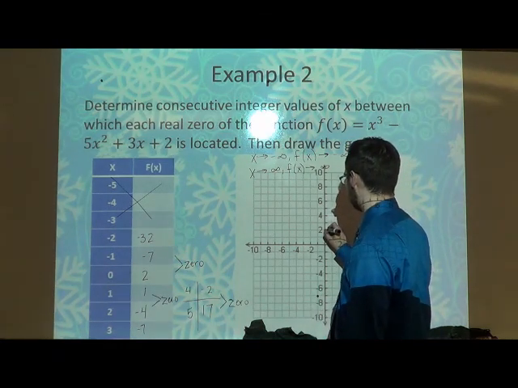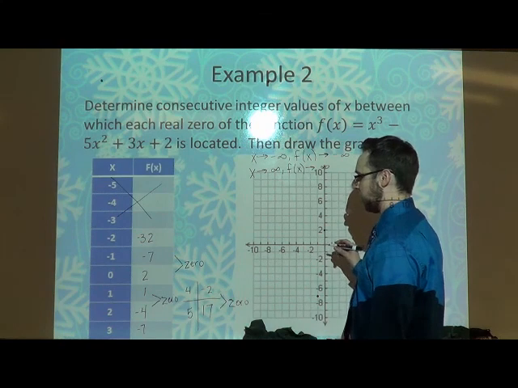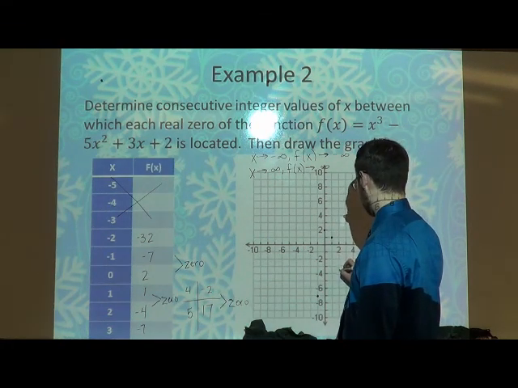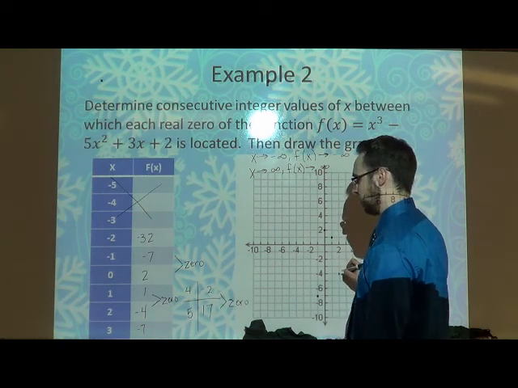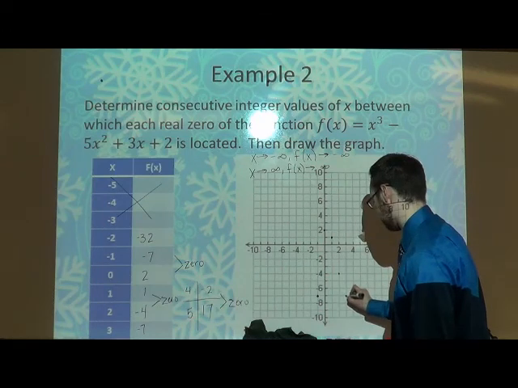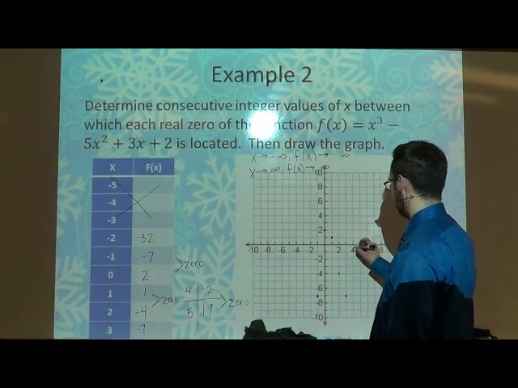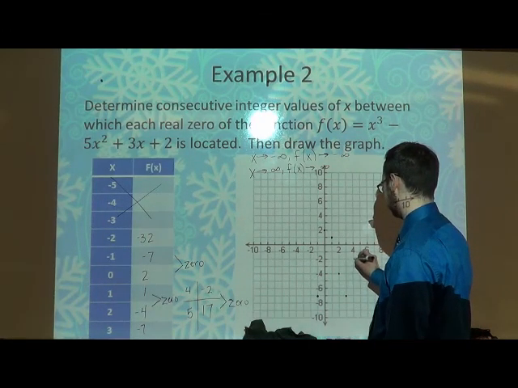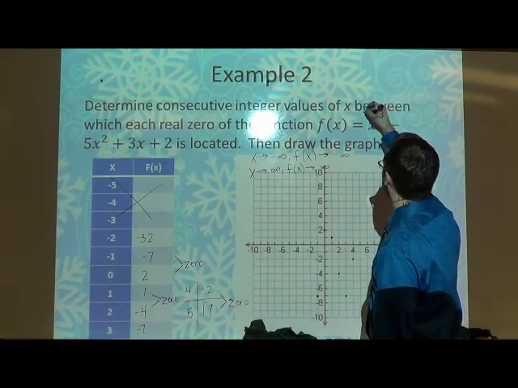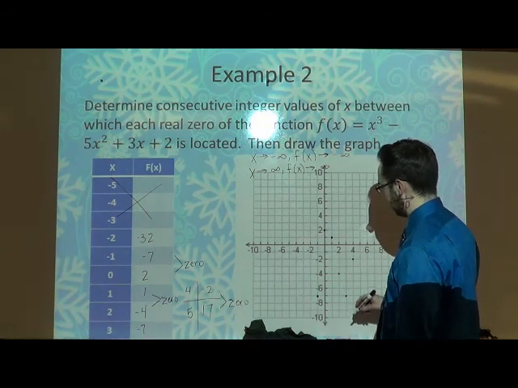0 gives us 2. 1 gives us 1. 2 gives us -4. 3 gives us -7. 4 goes to -2. And then 5, I'm not actually going to graph it. It's all the way up here, but we know it crosses that axis again.